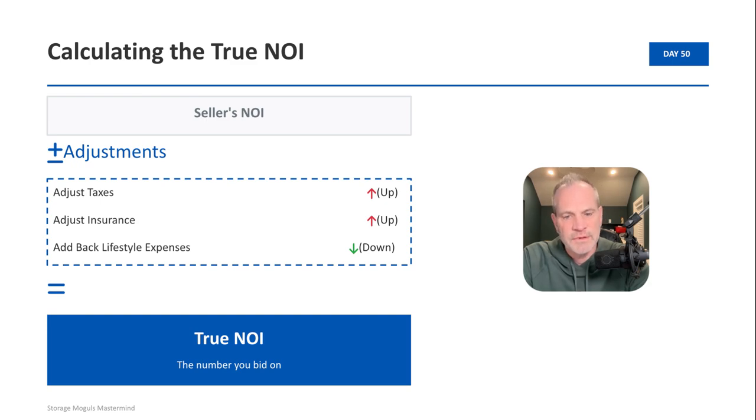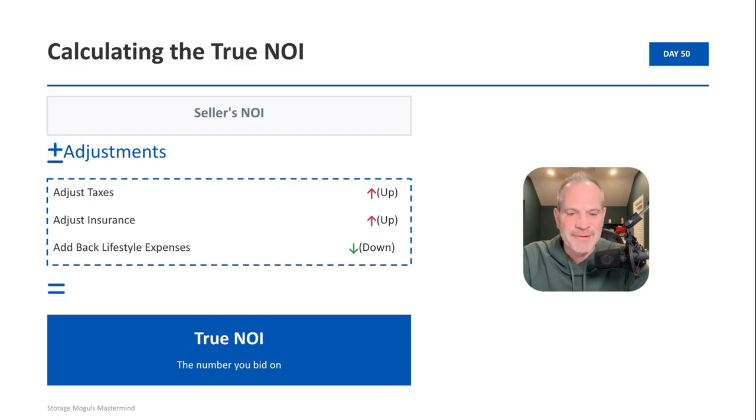And this process will give us the true NOI. This is the number you should be basing your offer on. And it's going to reflect the property's actual earning power, which is what you're buying. So caveat there is if the seller has deflated their expenses, or inflated their expenses and deflated their NOI, and they're not aware of it, we don't base our offer on that. We base it on the NOI they gave us.